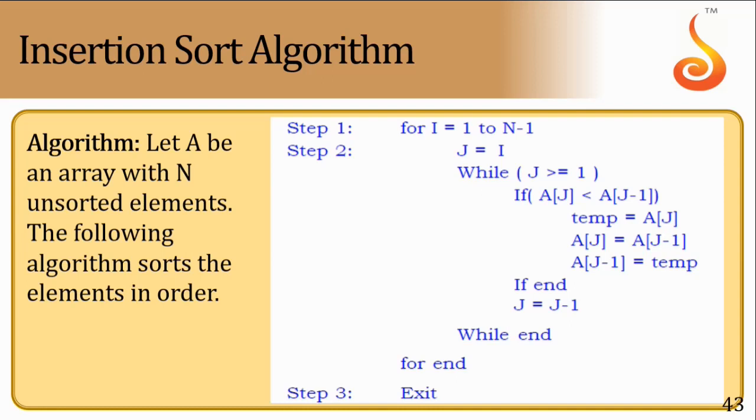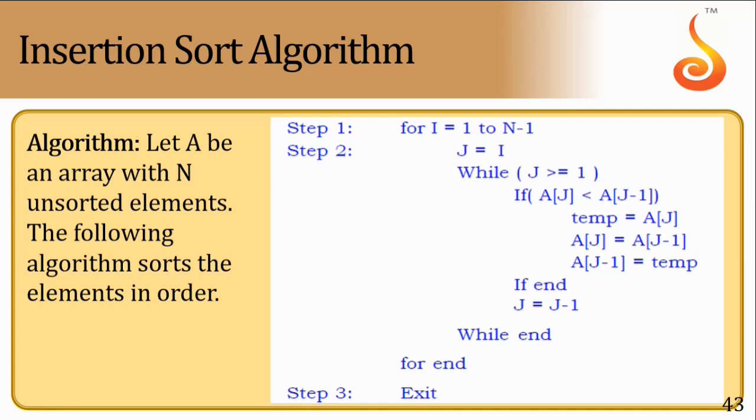So what is i? i is nothing but the number of passes. What is the number of passes? Up to n minus 1. Yesterday I started with pass 1. How many elements were there in yesterday's example? There were 8 elements. So 1 to 7 passes I had written.